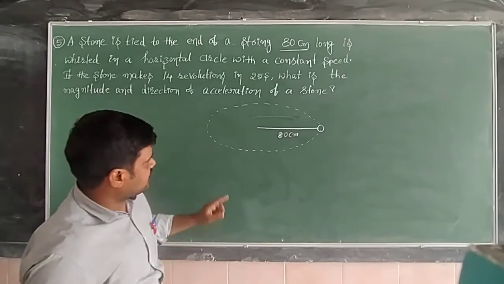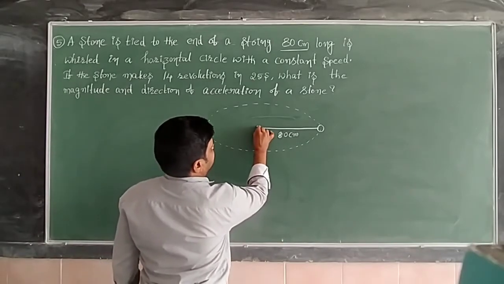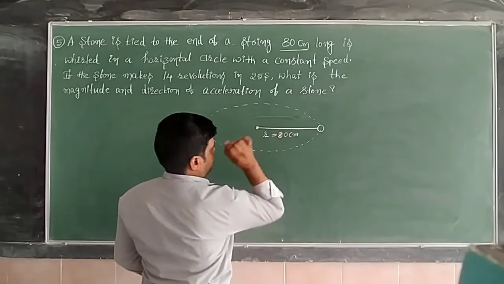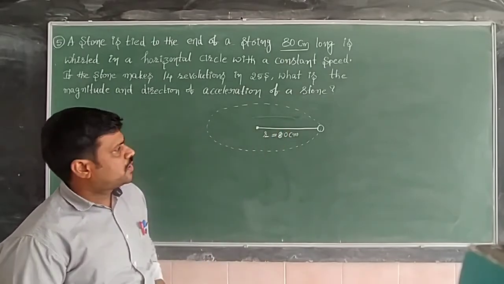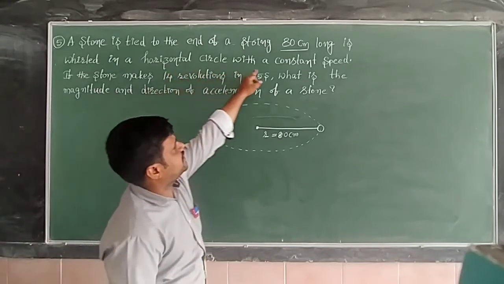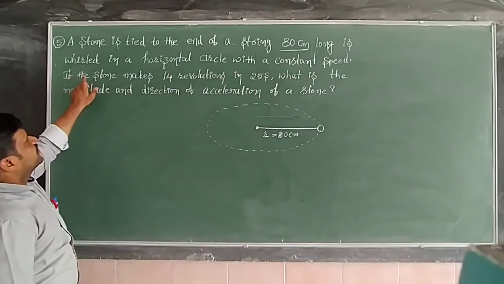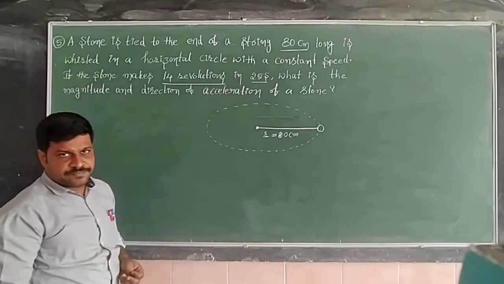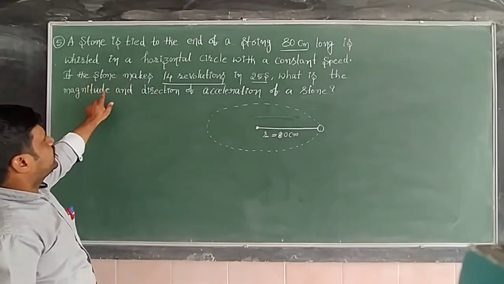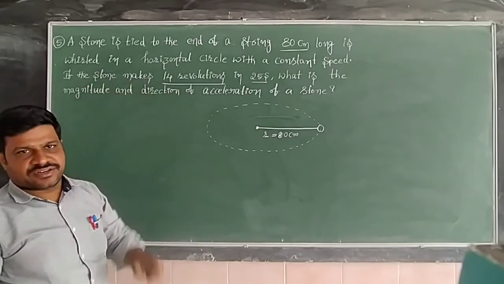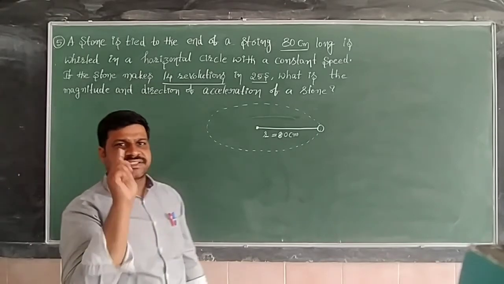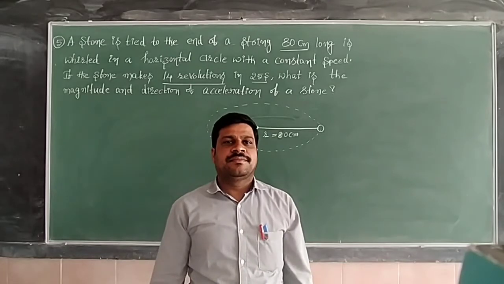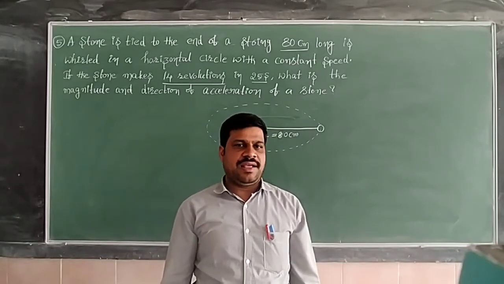Now in that case, what is the radius of the circular path? The radius of the circular path is equivalent to 80 centimeters, with constant speed. Suppose the stone makes 14 revolutions in 25 seconds. What is the magnitude and the direction of the acceleration of the stone? When the stone is in circular motion, it has acceleration. That acceleration is called centripetal acceleration.